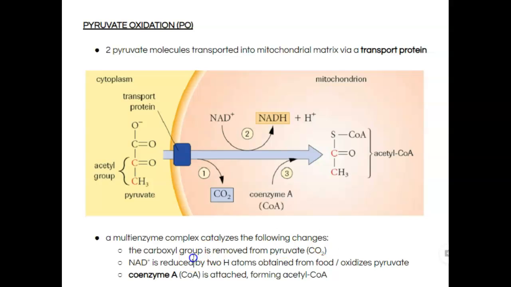Okay, so let's recap here. I've written some of these details down. A multi-enzyme complex catalyzes the following changes. We know catalysts are super important. The carbonyl group is removed from pyruvate, and then we get CO2 evolving as a result. Okay, that carbonyl group becomes CO2. NAD plus is reduced by 2H plus atoms as it's oxidizing pyruvate. Coenzyme A attaches to that acetyl group that remains, that 2-carbon acetyl group, and that forms what we call acetyl coenzyme A.